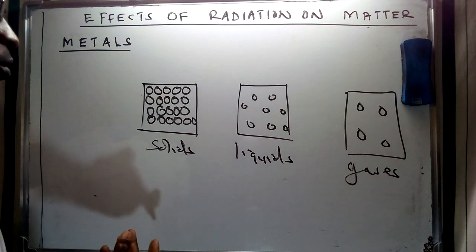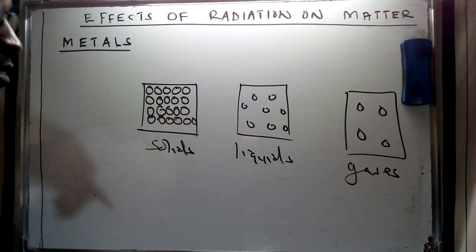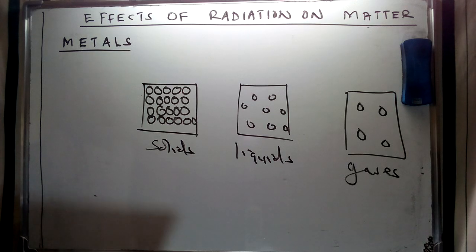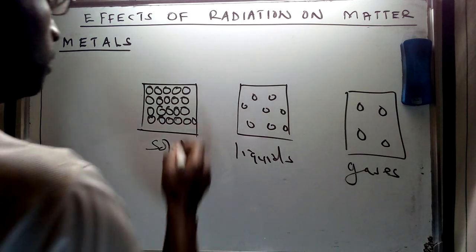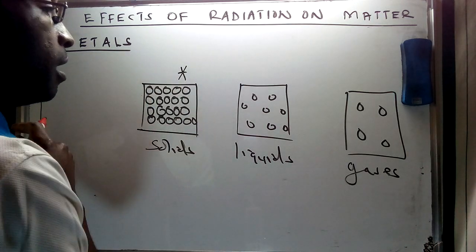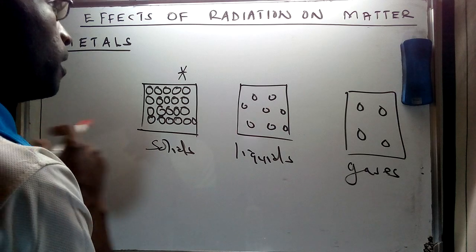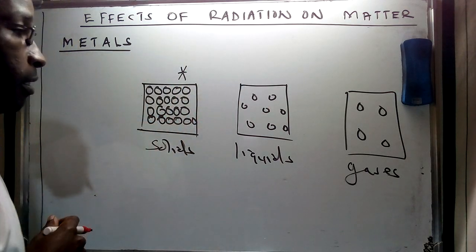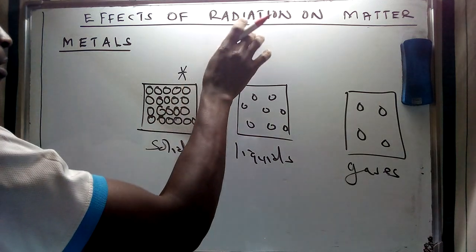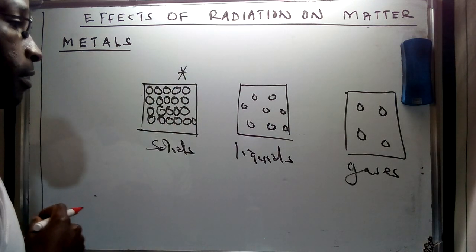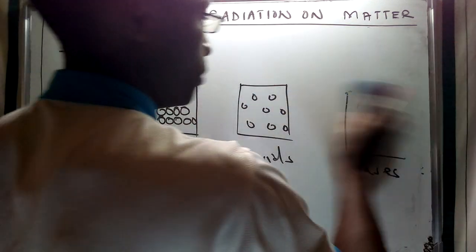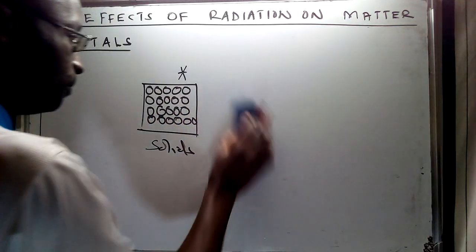So these are solids, liquids, and gases, the three states of matter. Metals have a unique characteristic in the sense that they are made up of a solid lattice of atoms. And so we are going to look at this specific form insofar as the radiations are concerned, and of course they are going to interact with this specific radiation. The effect is going to be different, as we are going to see later, compared to liquids and gases.